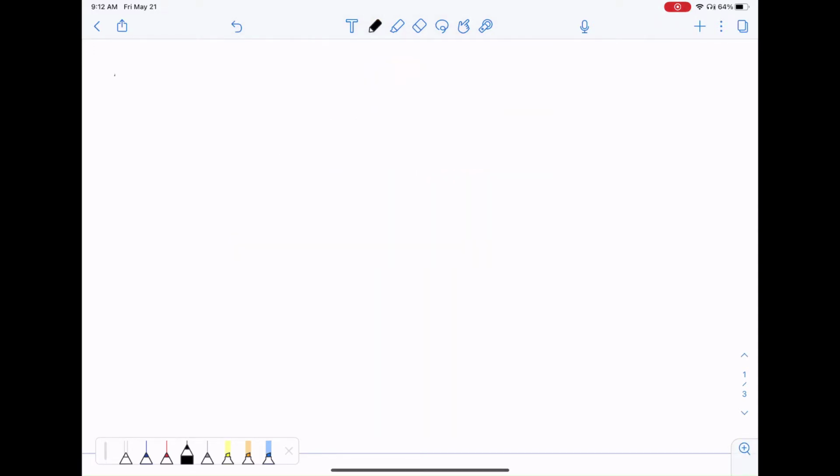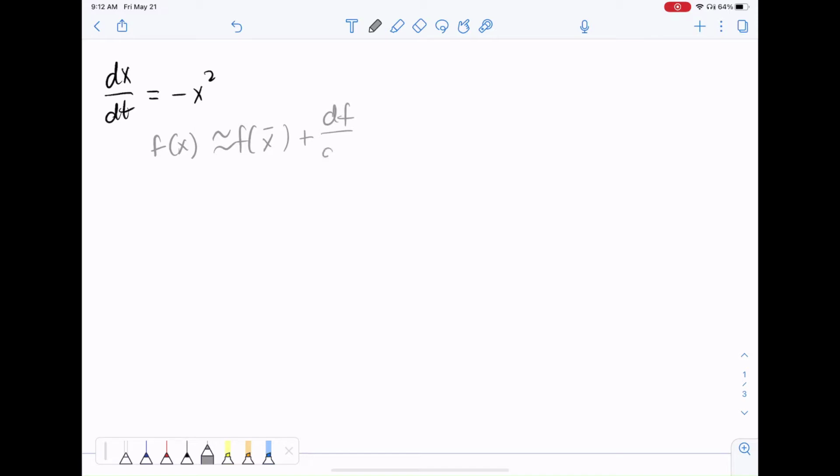Let's say that dx dt is equal to negative x squared. Let's write out our function one more time. Say that f of x is roughly f of x bar plus df dx evaluated at x bar times x minus x bar. Let's evaluate this at x bar is equal to 2 to come up with our linearized equation.